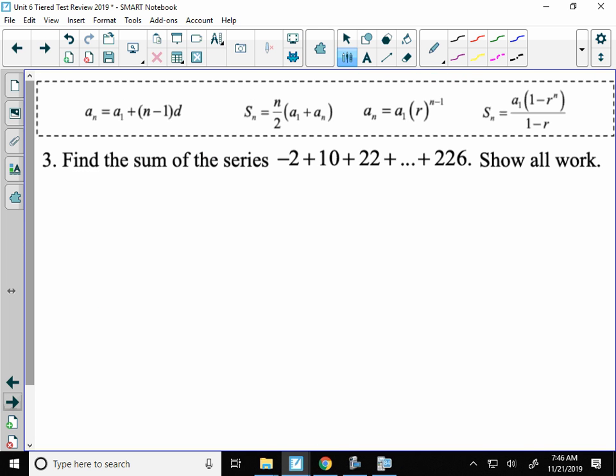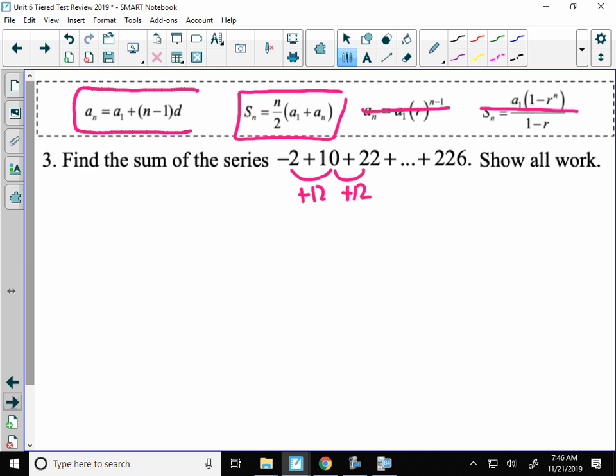Find the sum of the series. Show all work. So that means you can use sigma, you can use an S sub n formula, whatever works for you. We have to figure out what type of series it is. So I have -2, 10, 22. That looks like I'm adding 12, is what I'm thinking here. So it looks like arithmetic. So I'm not going to be using geometric. So I'm going to use these formulas over here.